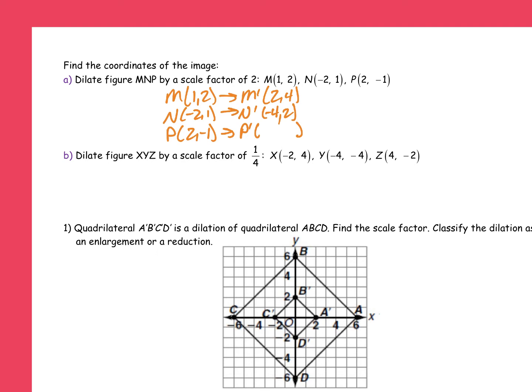4, negative 2. Yes, beautiful. So that's multiplying by 2. You guys could all multiply by 2, right? Is there anyone who can't multiply by 2?